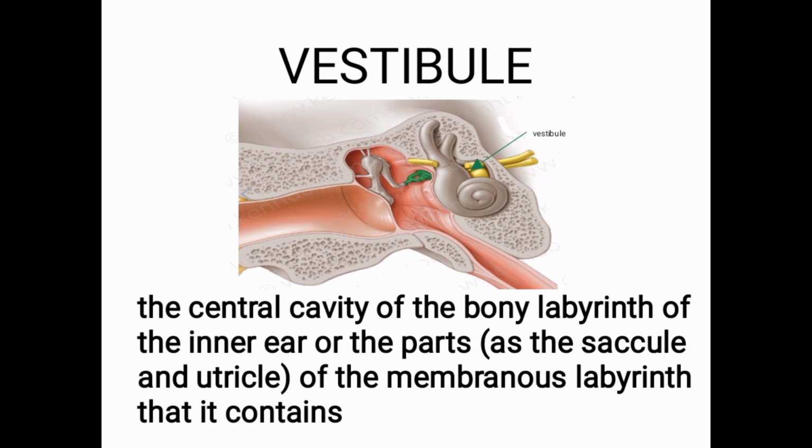Vestibule. The central cavity of the bony labyrinth of the inner ear and the parts of the membranous labyrinth that it contains. This is the area of the inner ear cavity that lies between the cochlea and semicircular canals, also assisting in equilibrium.